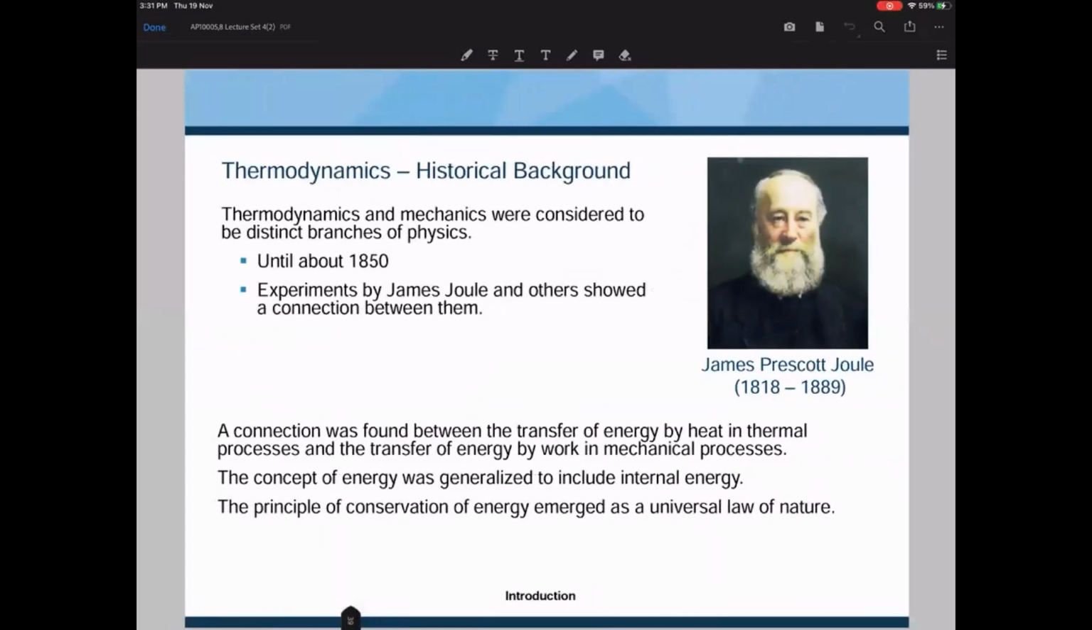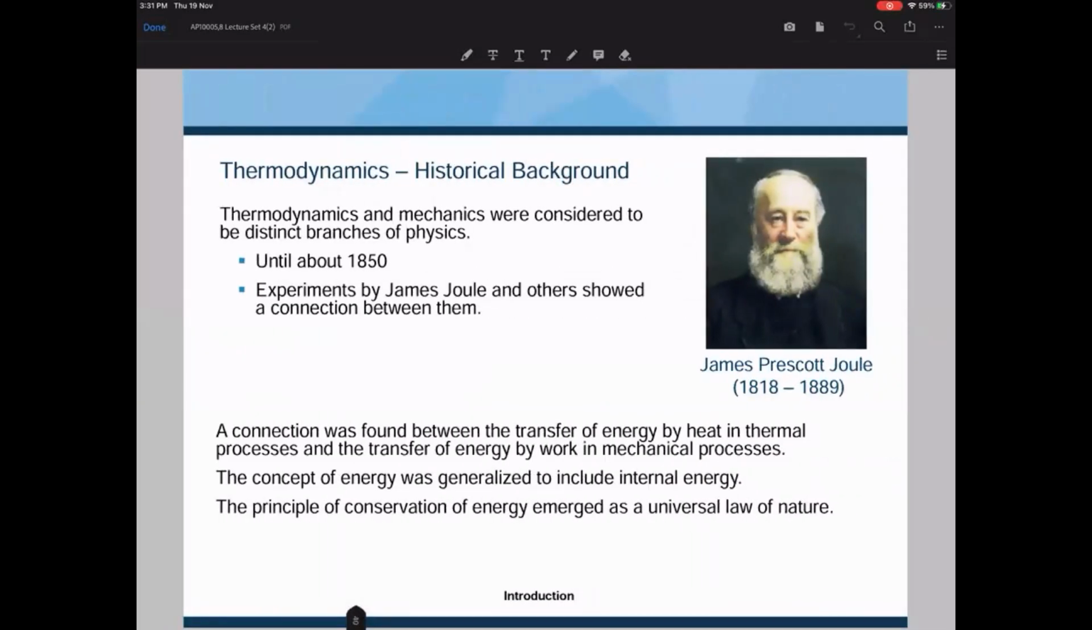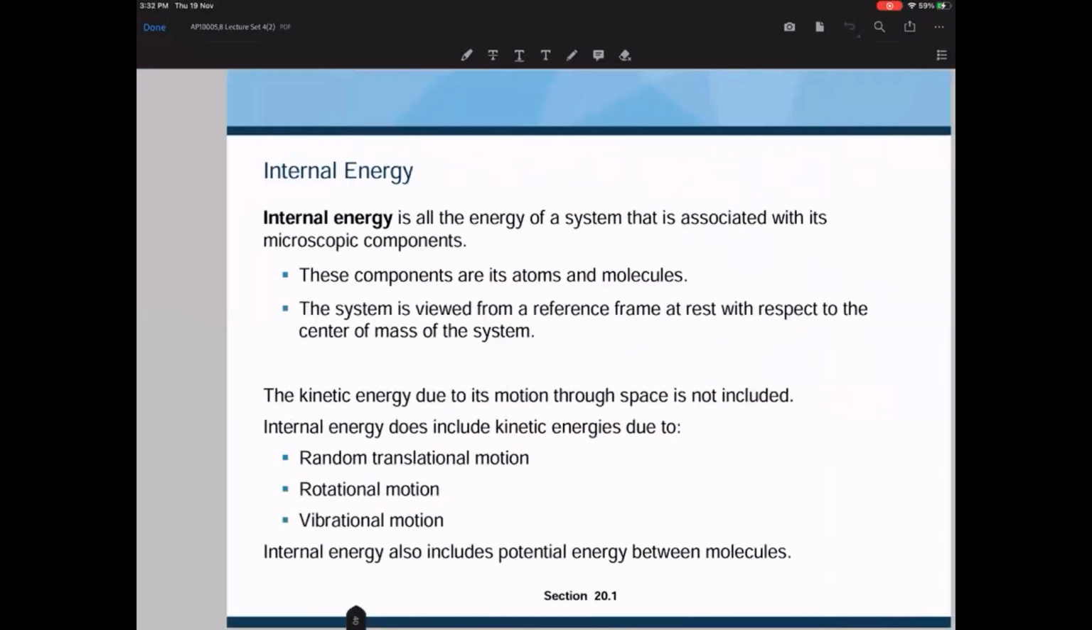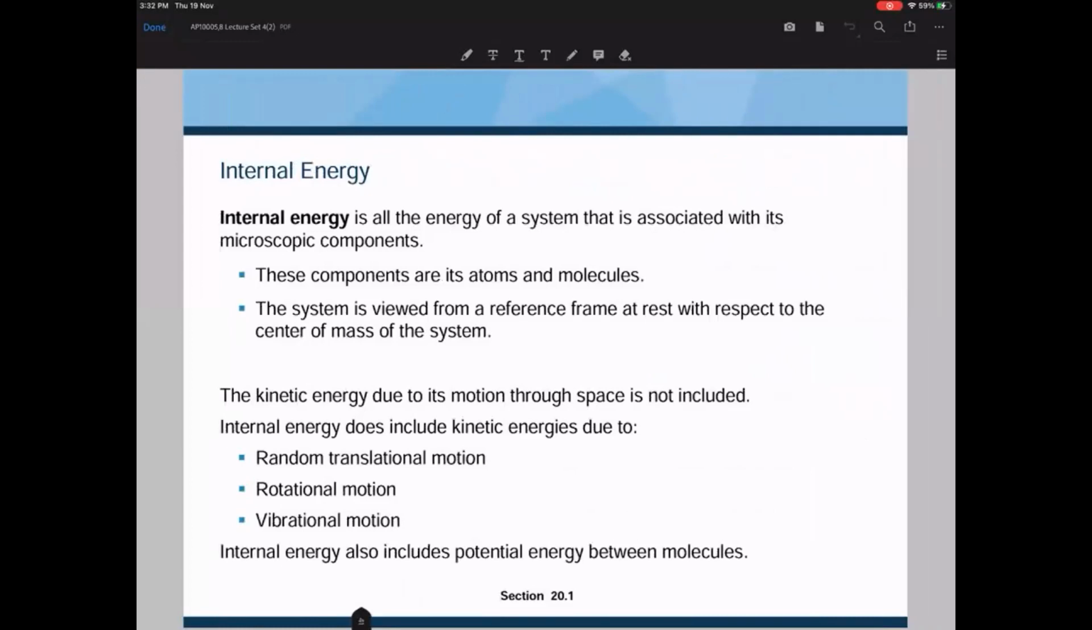So at the beginning, we established the connection between the work done and heat, which are some energies that would be transferable between the system and its surrounding. So you have several types of energies that are involved.